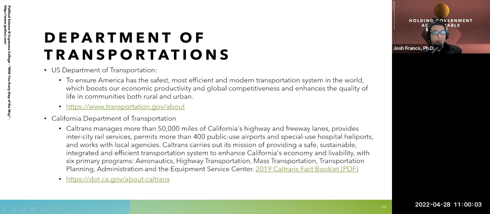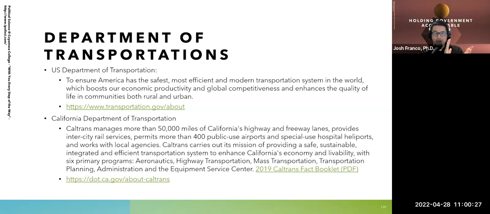Another example is departments of transportation. So we have the United States Department of Transportation, which is responsible for basically administering several trust funds that are funded by the gas tax, the federal gas tax, I should say, and other funding sources. And then here in California, we have the California Department of Transportation, which will go ahead and implement federal laws and at the same time implement state laws.